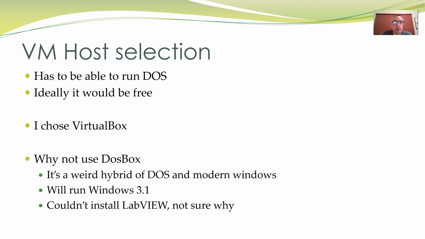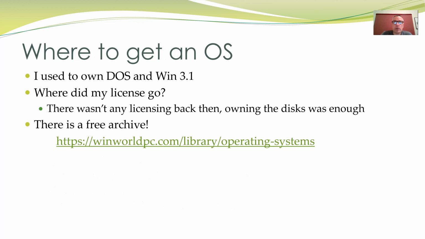So you can run Windows on it if you want, but I could not get LabVIEW to install, and I'm a little vague on why. So I chose VirtualBox. It's out there, it's free, it's fun to play with, it's easy to use. So it's a pretty nice system. So many years ago, I owned Windows 3.1. I think it was actually 3.11, Windows for Workgroups. I don't ever recall giving up that license. I didn't sell it to anybody. So, how do I get it?